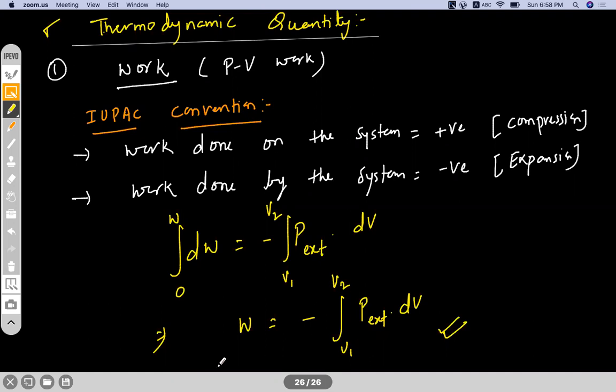The unit of work done can be joule, calorie, or atm liter, anything. Whenever you do P into V, pressure is in atm and volume is in liter, so mostly you will get the work done in atm liter. Always keep that in mind. Whenever work done is in atm liter, you have to convert it to joule. One atm liter equals 101.325 joule. With this, you can easily convert.